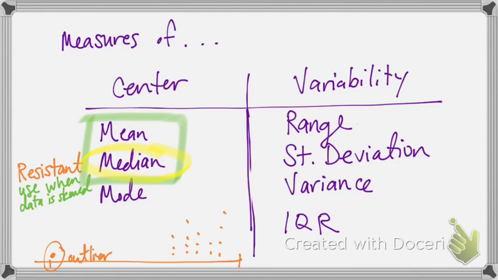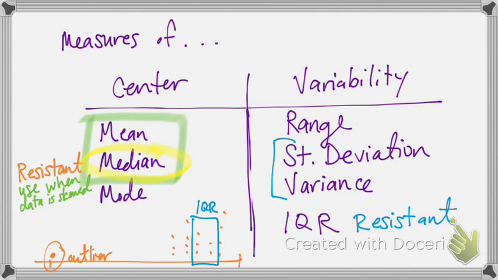If I were talking about which of the following are resistant or not resistant: is the range going to be affected by outliers? Yes. Is the standard deviation going to be affected by outliers? Yes. And if standard deviation is affected by outliers, then so is variance, because they go hand in hand. But IQR is not. It is resistant because it is the middle 50% of the data. So my IQR in this would be these people right here, nothing to do with outliers.